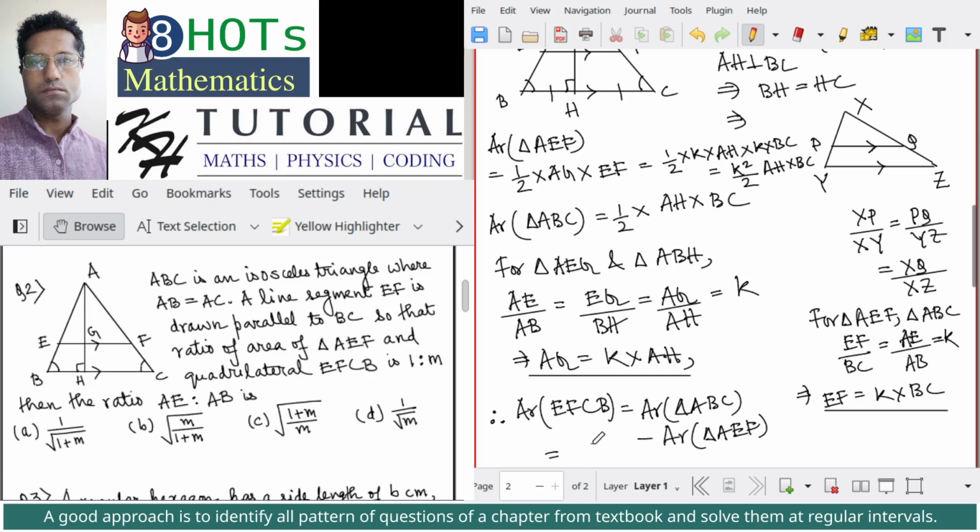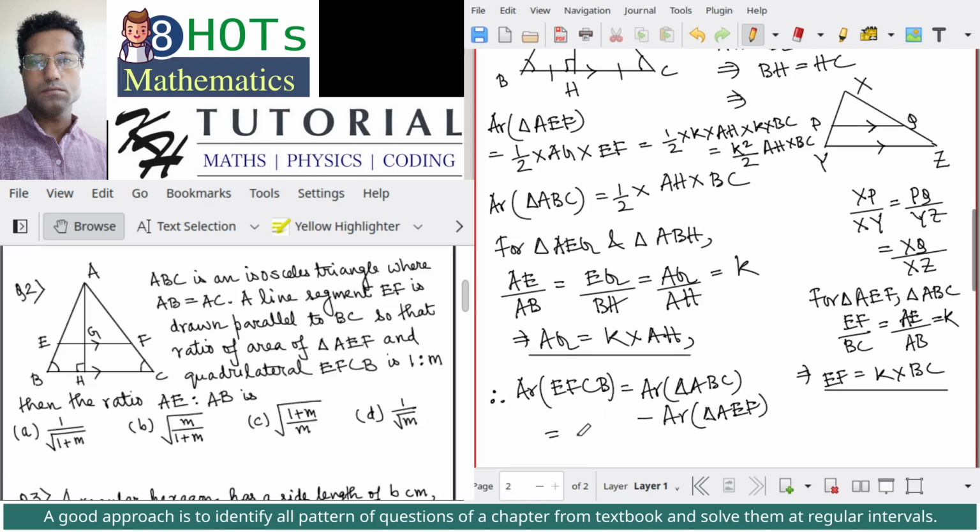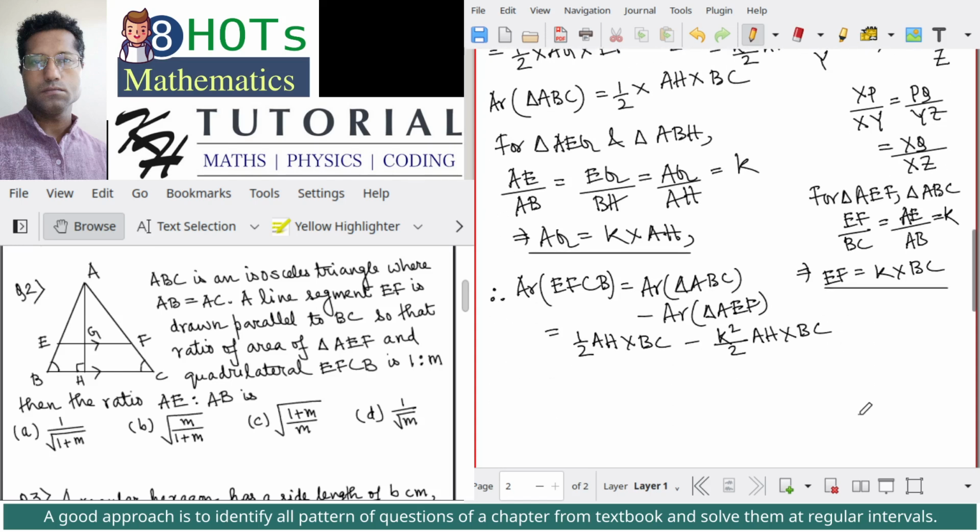This is equal to, the area of triangle ABC is half AH into BC, and the area of triangle AEF is k square by 2 multiplied by AH into BC. If I simplify, taking AH multiplied by BC by 2 common, I have 1 minus k square. So this is the area of the quadrilateral EFCB.